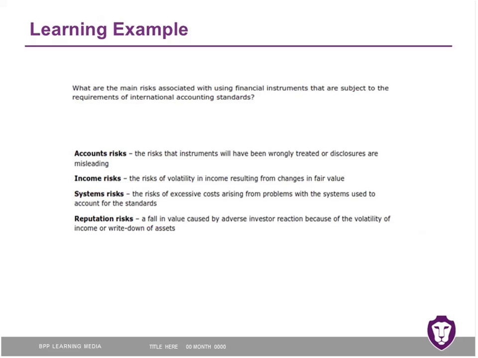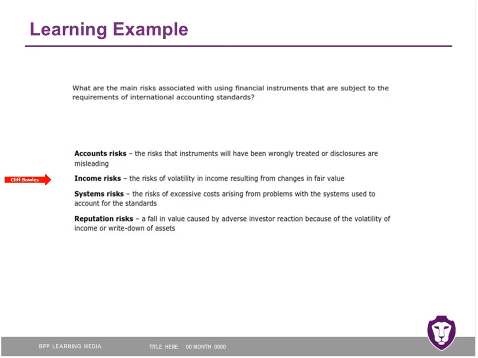The reason I'm saying this is because I want to draw your attention to a couple of things in the pre-seen. Some of the risks, and you need to know what these risks are. Obviously, the accounts risk: something's going to be put into the wrong area of the balance sheet, or treated wrong, or disclosed wrongly. There's going to be some income risks. If the fair value of something changes, obviously it's going to have an effect on the statement of comprehensive income.